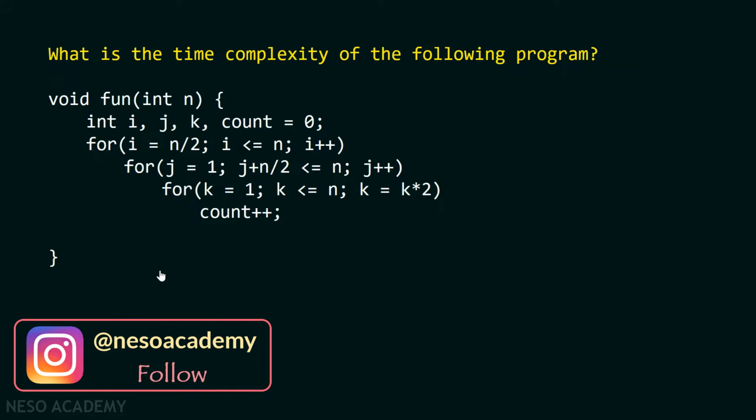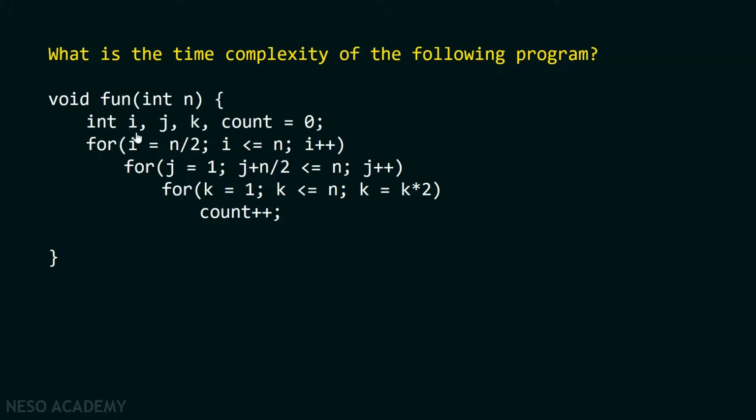Here you can see this is not a complete program. Only a function is given in front of you. Let me tell you that this function accepts one argument, that is the value for n. Within this function, we have these statements. The first statement declares 3 variables and one more variable, which I have initialized with value 0. This is a count variable which has been initialized with 0.